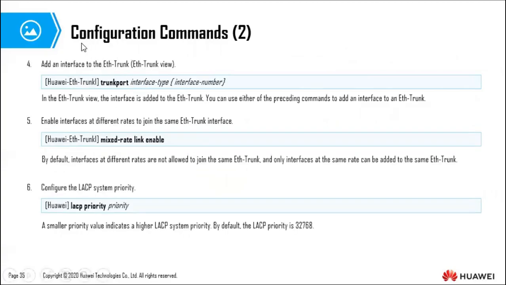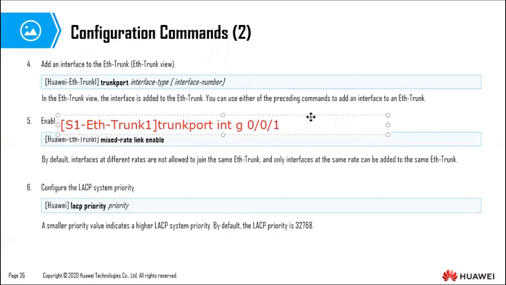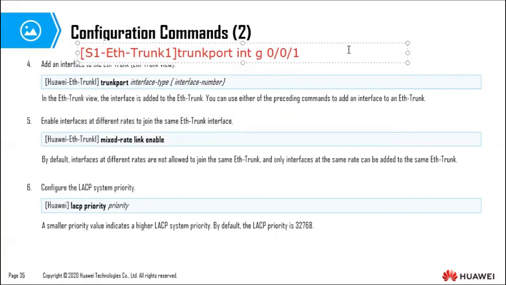Then you can also add an interface on an Ethernet trunk when you are on the Ethernet trunk view. So Eth Trunk 1, we created Eth Trunk 1. So the command is trunk port, then int G0/0/1. So interface type, gigabit Ethernet, then the number. Oh, sorry. Yes, exactly. So that's how we add on the Ethernet trunk view.